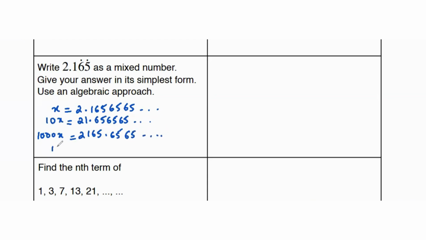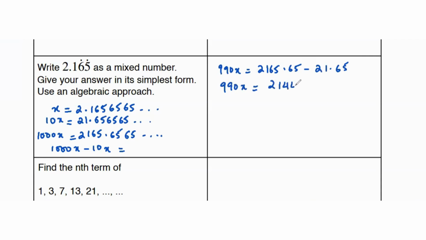So now if we do 1000x minus 10x, that's going to give us 990x, which is going to equal 2165.65 minus 21.65, which is going to be 2144. And if we divide 2144 by 990, that's going to equal the mixed number 2 and 82 over 495. That's going to be our answer.